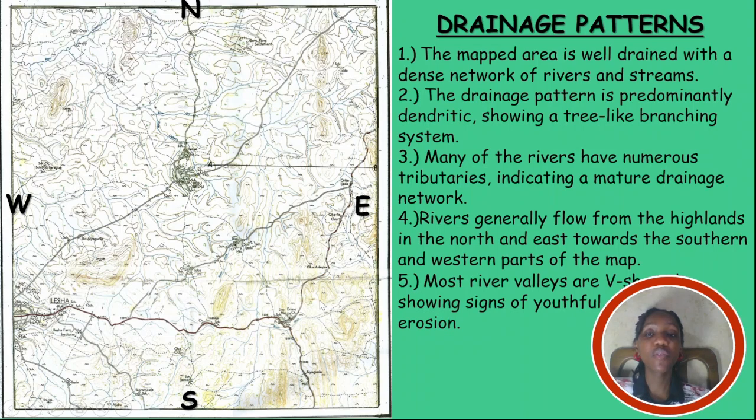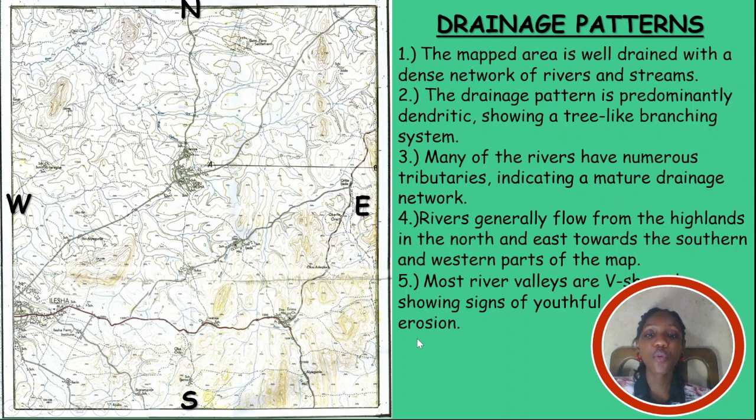Number three, many of the rivers have numerous tributaries, indicating a mature drainage network. It shows that the river system is not in its early stage, like a single straight stream, but rather it has evolved to collect water from a wide area. But in exam, you can just stop after writing many of the rivers have numerous tributaries. The rest, as you can see, was just inferred.